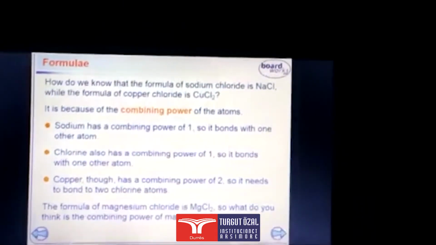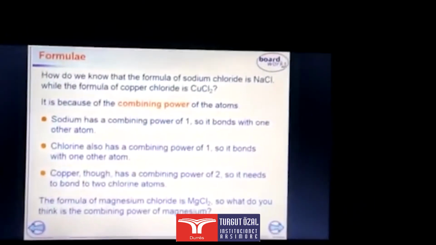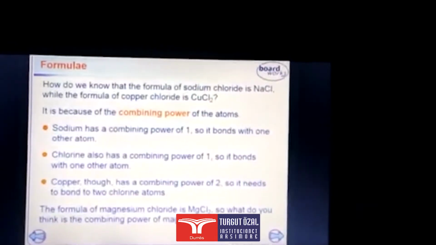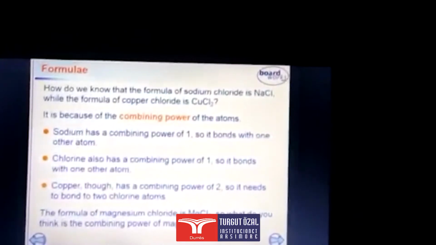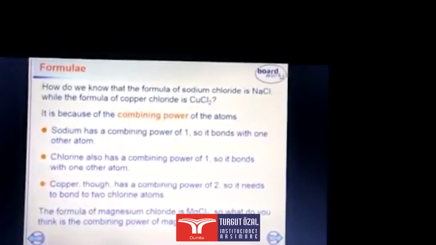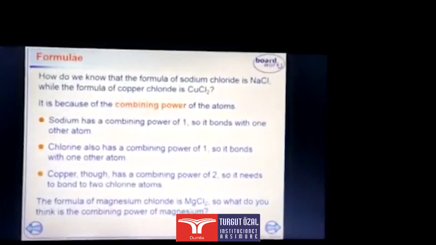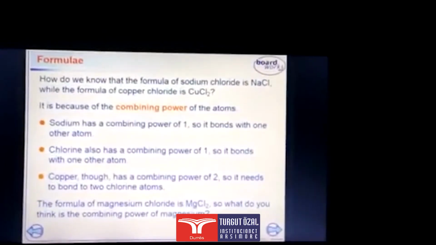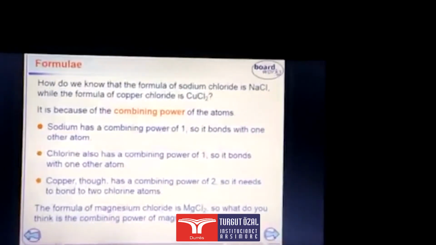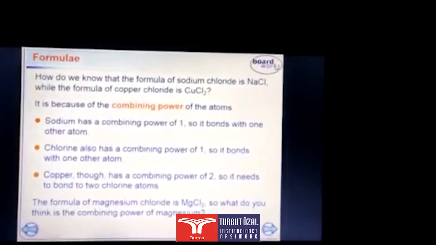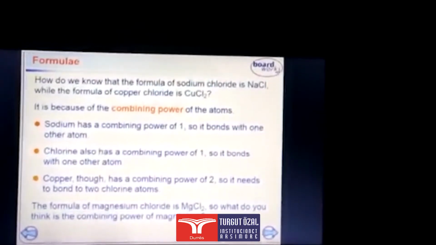Formula. How do you know that the formula of sodium chloride is NaCl, while the formula of copper chloride is CuCl2? It is because of the combining power of the atoms. Sodium has a combining power of 1, so it bonds with one other atom. The combining power is the charge. Chlorine also has a combining power of 1, so it bonds with one other atom. Copper, though, has a combining power of 2, so it needs to bond with two chlorine atoms. The formula of magnesium chloride is MgCl2, so what do you think the combining power of magnesium is?